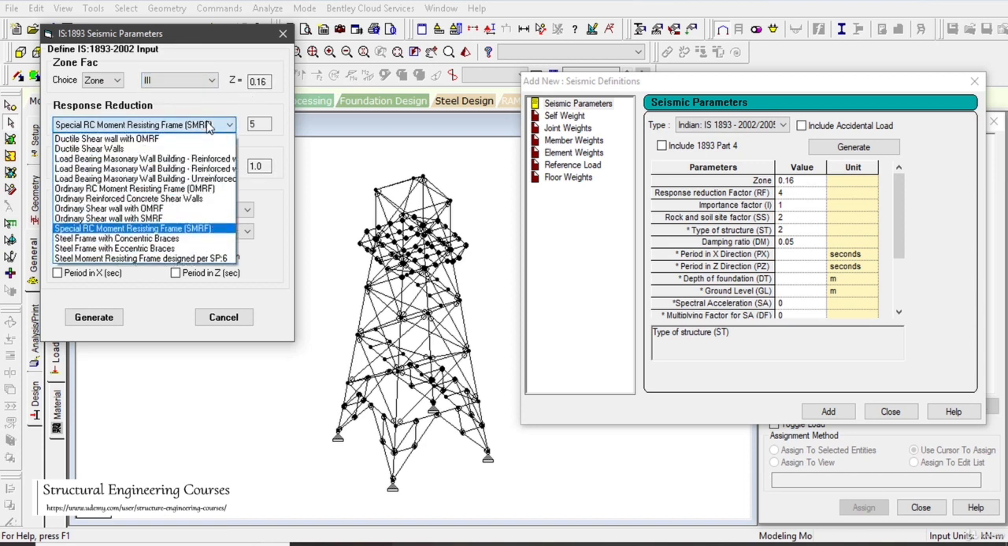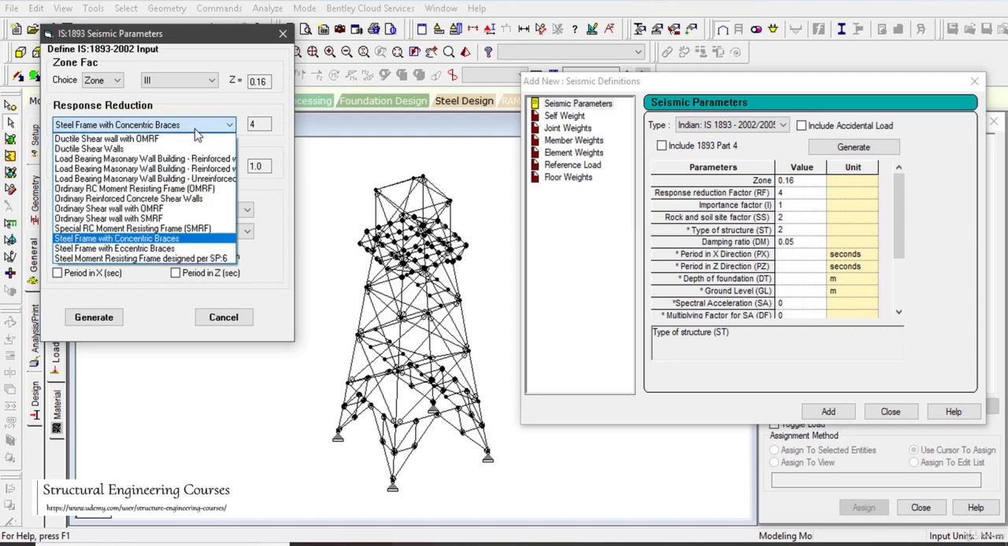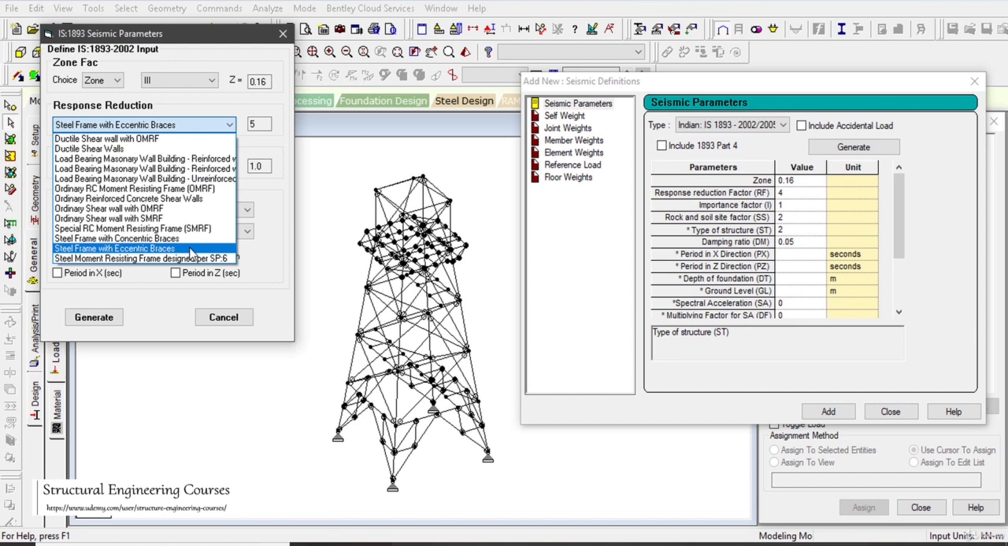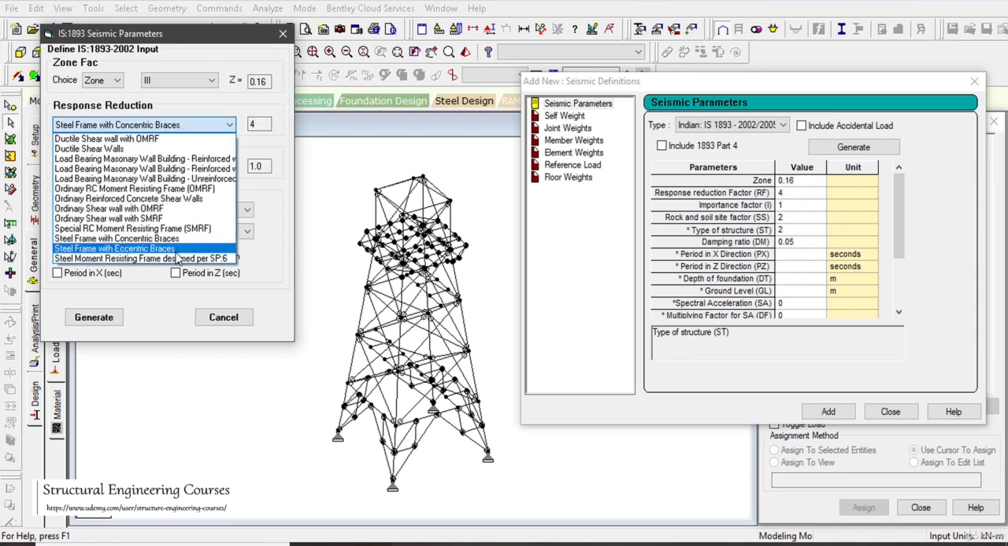Response reduction factor we can select as steel frame with concentric braces. So this is a concentric brace that we are talking about here. If we are talking about eccentric braces, it gets increased to 5 again. The advantage of eccentric braces is that the hinge formation happens wherever there is an intersection of the bracings. But in this case there shall not be any hinge formation, so we should take concentric braces and 4. Seismically, eccentric bracing is a much better system compared to concentric bracing.